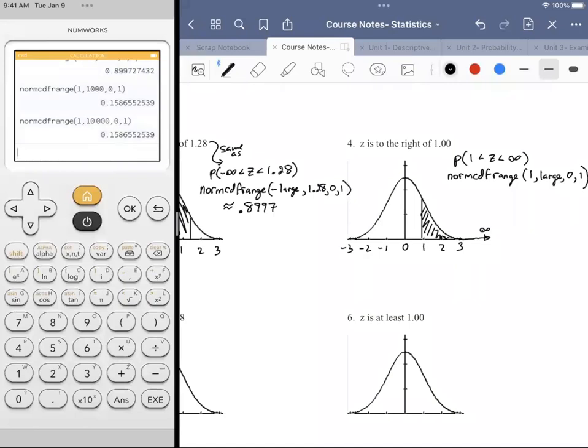Just don't go too crazy with the large value, because I've had people say, oh, my calculator's broken. I got an error message. And that's because for the large value, they put 100 quadrillion. And it's like, all right, you're going to run into an overflow on the calculator. So don't go too extreme. Just go extreme and then a little bit more extreme.